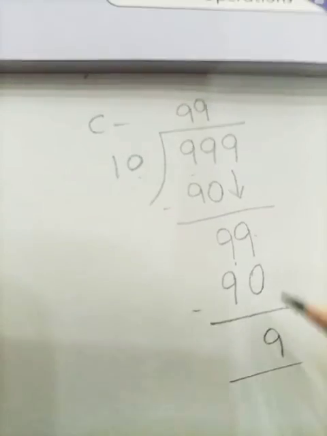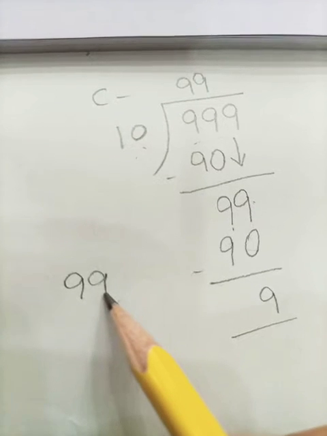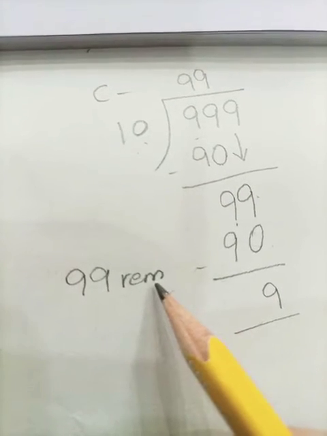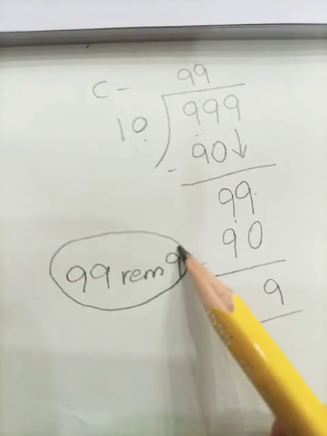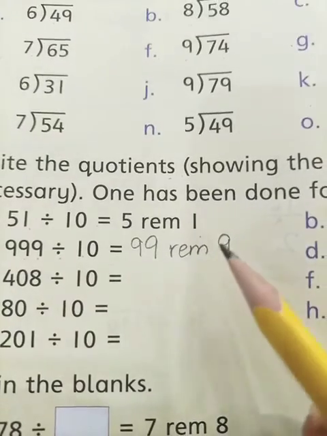Look at this, we are going to write our answer as 99 is our quotient and our remainder, shown as REM, is 9. So students, you are going to write this statement in the answer of part C in this way.